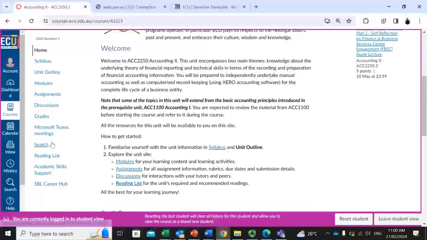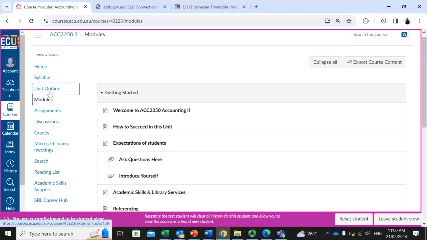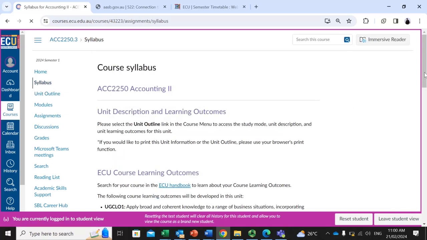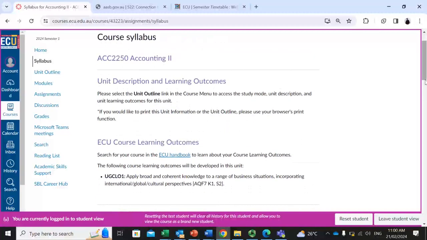The most important thing from this one is that, of course, all the information posted here is important, but some of the information is more important for your survival in this unit. What are those key information? I'll go through those key information. Module. Before module even, I'll go through syllabus.